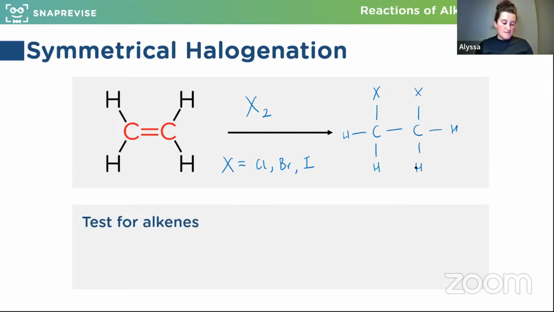Yep, good, well done. So we only really need to say the halogen. They add fairly readily across a double bond, and therefore we can use it as a test for halogen.